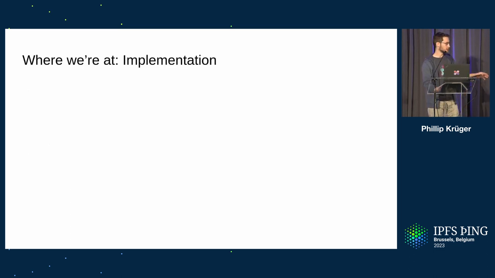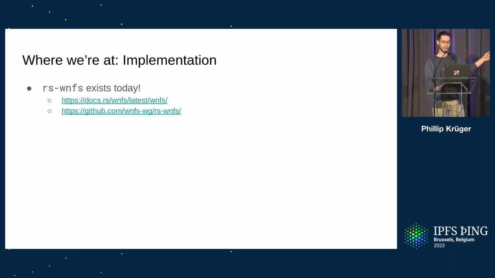So here's some example code. We have created a Rust implementation, RS-WNFS, that is supposed to be very, very portable. So you can compile it to WASM. There exist bindings for SwiftUI and Android, so there's people who have been using it for iOS apps and Android apps, and we're using it at Fission inside the browser. You can find it on docs.rs, and here's the implementation inside of the WNFS working group organization.